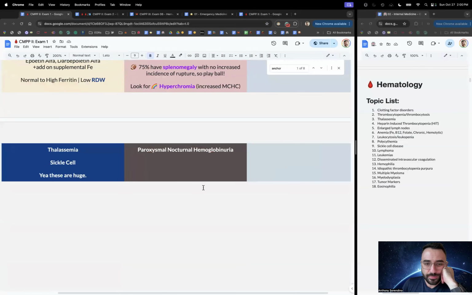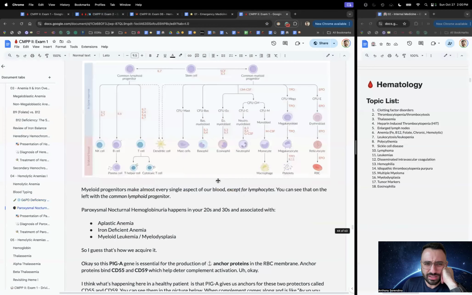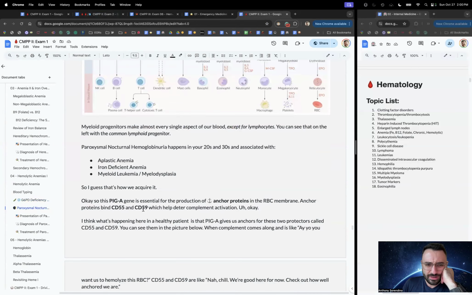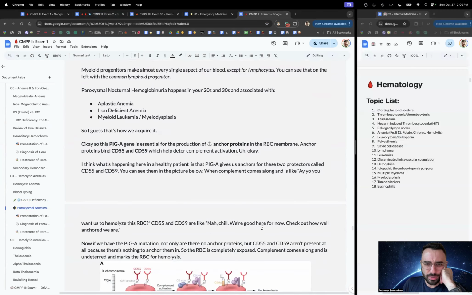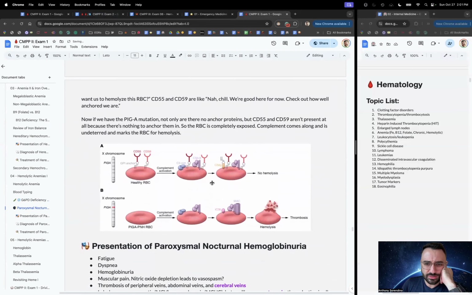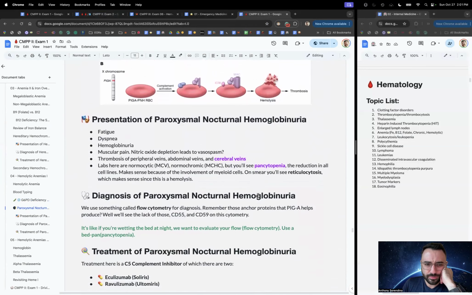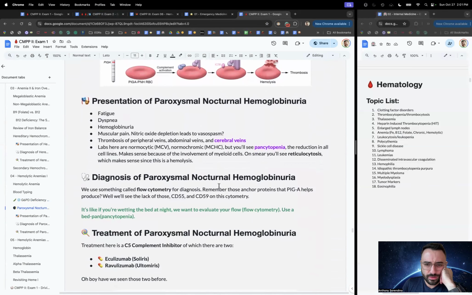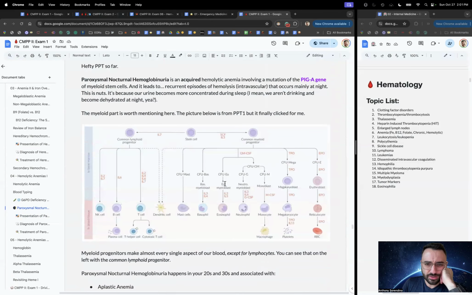The other thing is paroxysmal nocturnal hemoglobinuria. This happens at night. This has to do with this PIG-A gene. And this has to do with anchor proteins, which I think usually keep complement away. So complement comes and actually starts hemolyzing this, which makes you anemic. But it happens at night, I think, because your body is, I forget why it's actually.